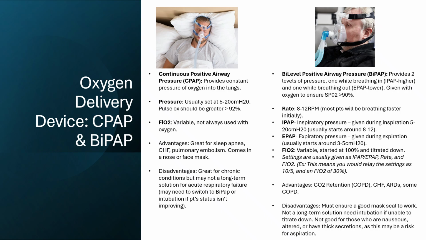Your expiratory pressure is just a little bit of pressure that's given during expiration, usually around 3 to 5 centimeters of water. And again, your FiO2 is going to be variable. Settings are usually given as a ratio of IPAP over EPAP, and then rate and FiO2. So if you are telling somebody what the settings are, you would say 10 over 5, where 10 is your IPAP, 5 is your EPAP, and then your FiO2. So maybe you've titrated them down to 30%. That's great, right? You're getting closer to that room air.